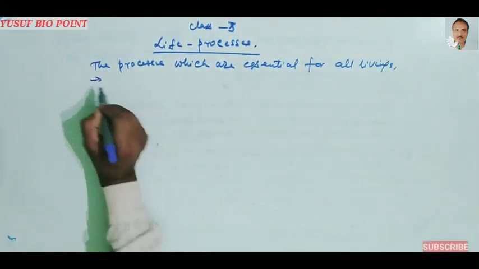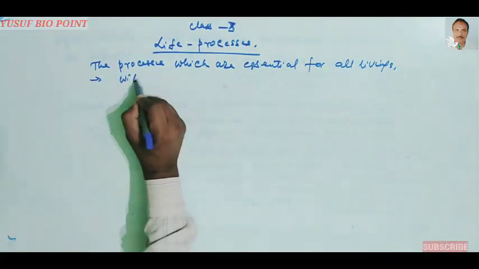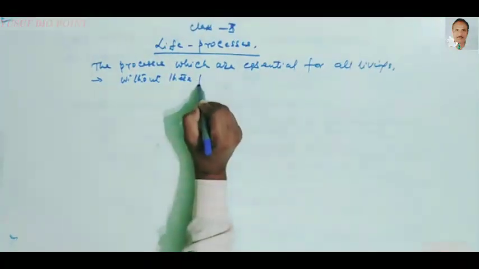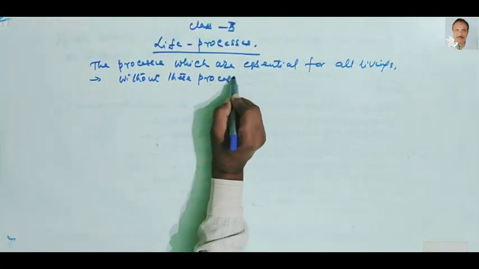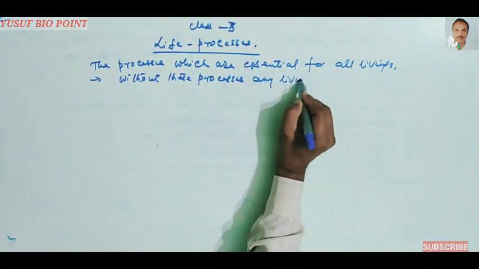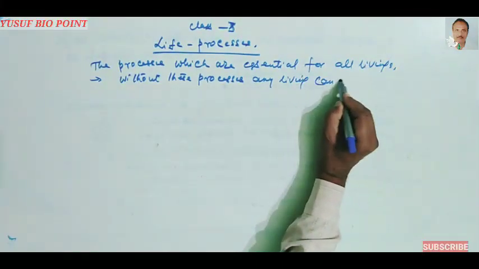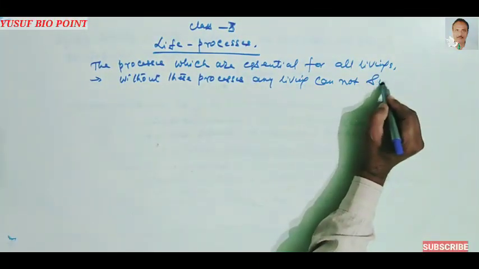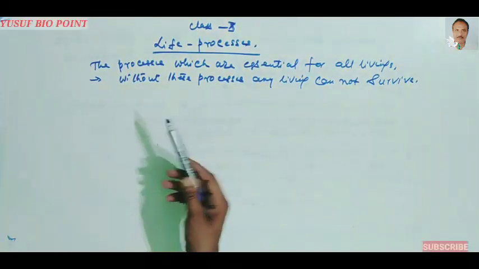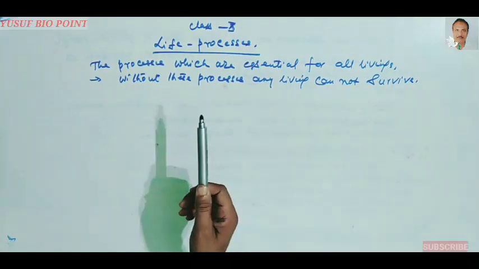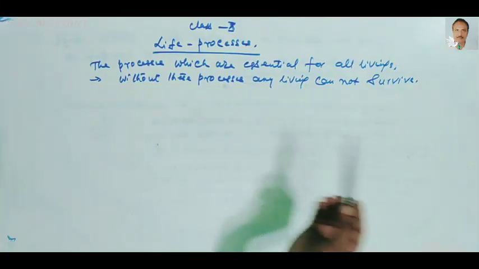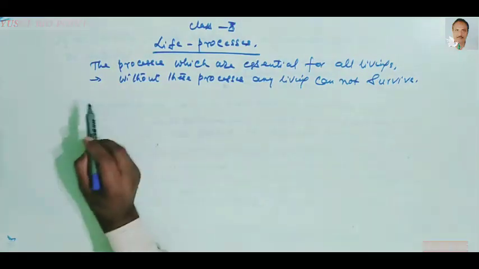In other words, we can say that without these processes, any living thing cannot survive. These activities are essential for life. Without these processes, no one can survive. And what are these?